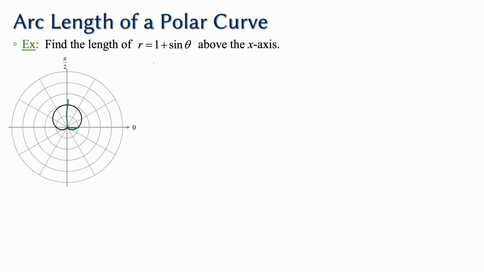The first thing I need to figure out is r prime, because I need that part as we plug into the formula. In this case, r prime is just going to be cosine theta. So for my formula, I need to take r squared plus r prime squared, okay? And just like when I first did arc length, I like to simplify this before I put it in the radical. So r squared is going to be 1 plus sine theta squared, and r prime squared is going to be cosine squared theta.